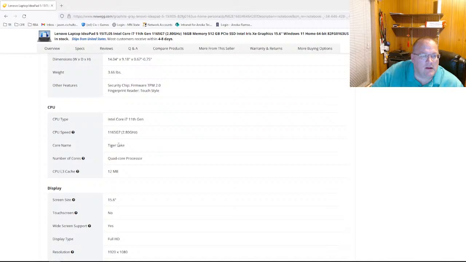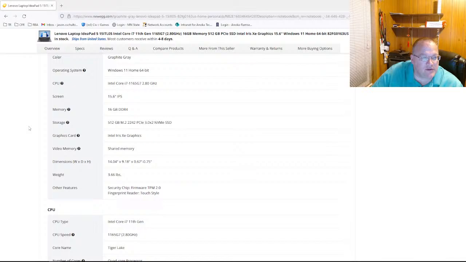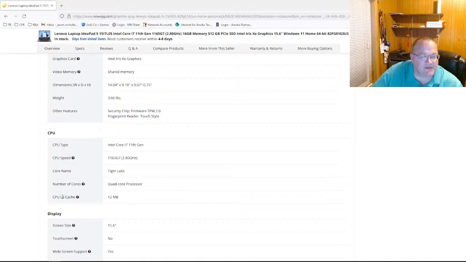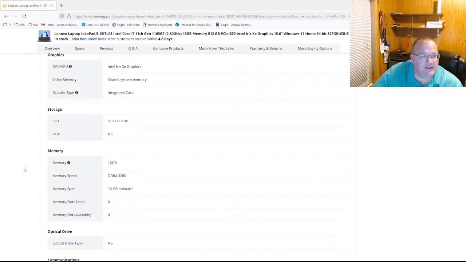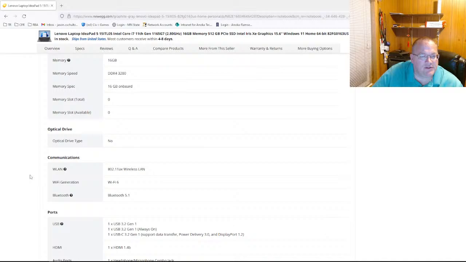The core name is Tiger Lake. Number of cores. It's quad core, so there's four. This is how much cache there is. Actually, that's nice. It tells us the memory, which I believe is out here. Yep, 16 gigabytes DDR4, and 12 megabytes of L3 cache. That's operating systems, graphics, storage, memory, operating communications. Nope, ports. These are all important.